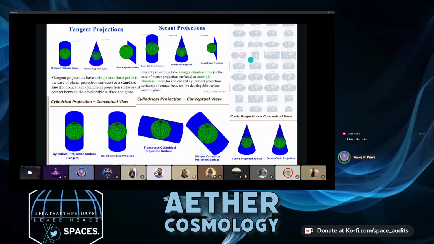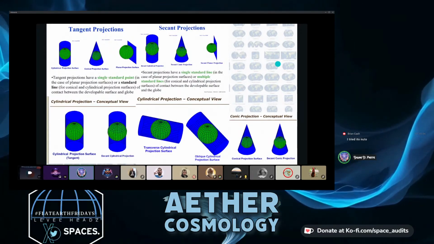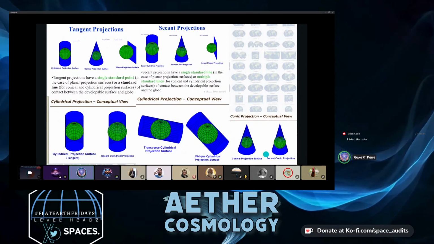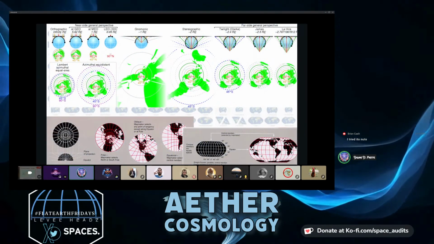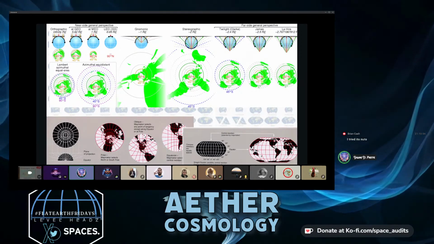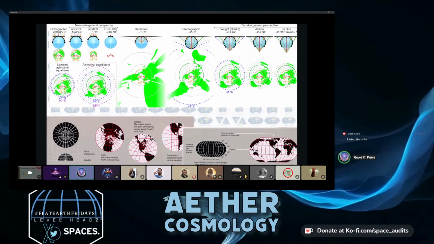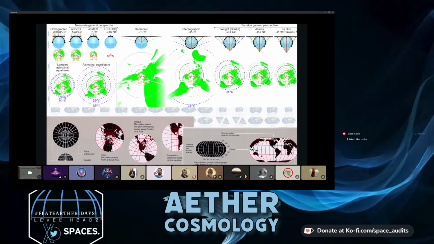Cylindrical, transverse, oblique cylindrical, conical, spherical. They're all types of secant. And then here's the great amalgamation slide of all the different ways we can't quite reproduce the perfect sphere on a plane.